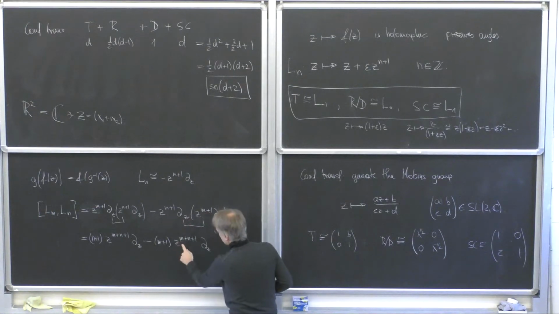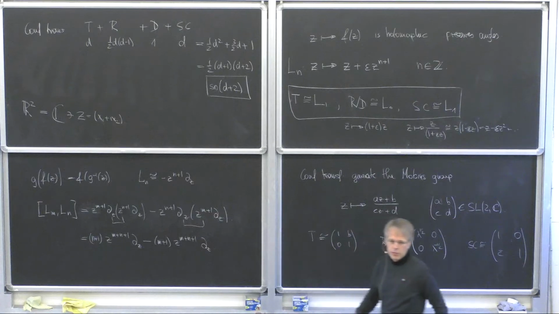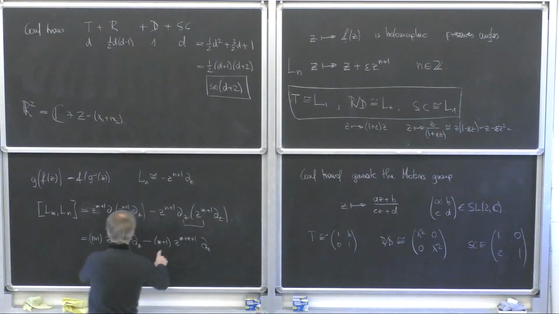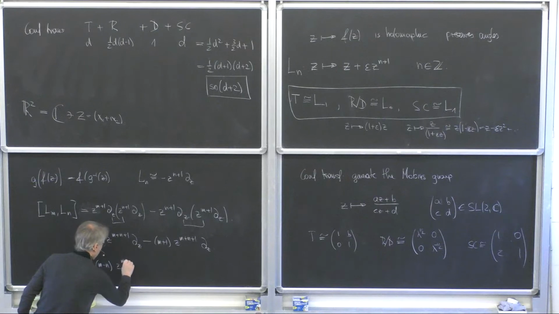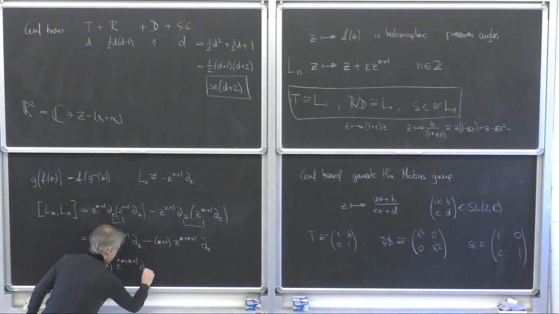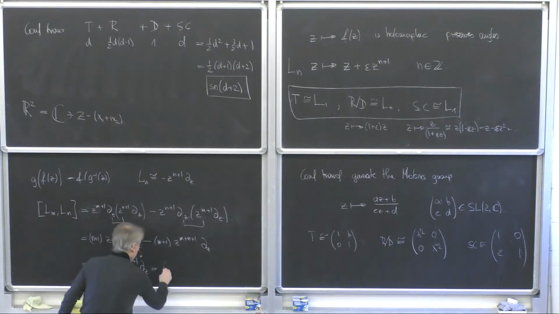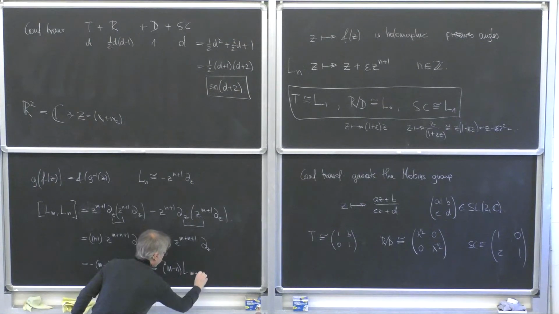So then you get n plus m plus 1 with a factor of m plus 1, and likewise you get n plus 1 with the power of z to the m plus n plus 1. And now you see the 1 bit drops out, and you can write this as minus m minus n times z to the m plus n plus 1 d by dz. And therefore, this is just m minus n times L m plus n.